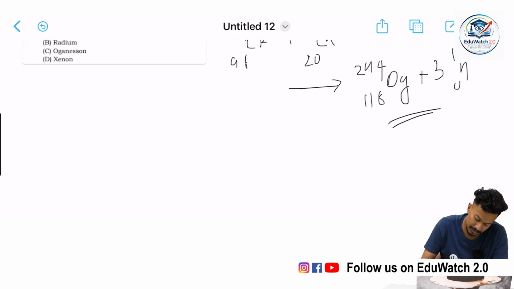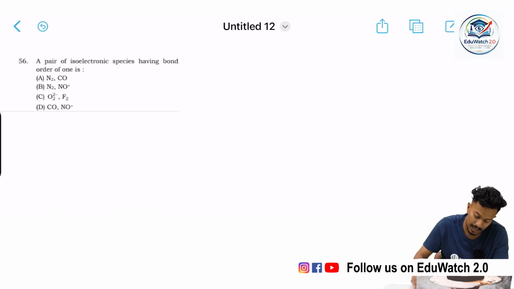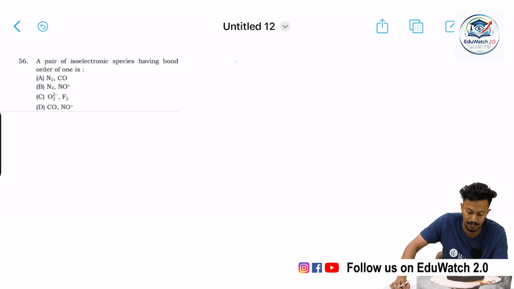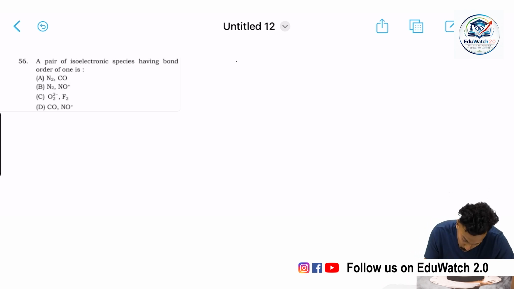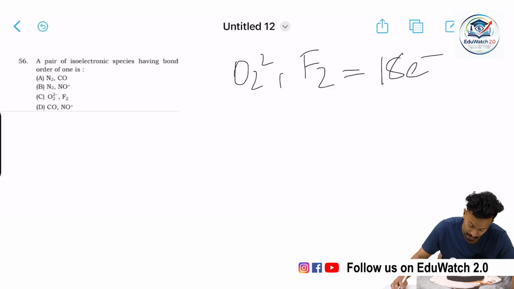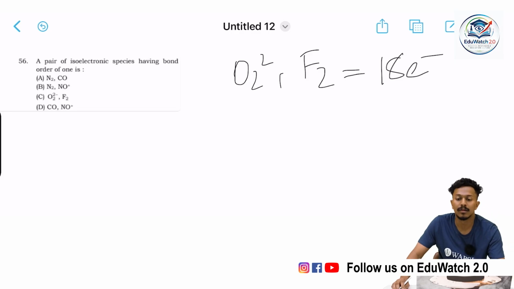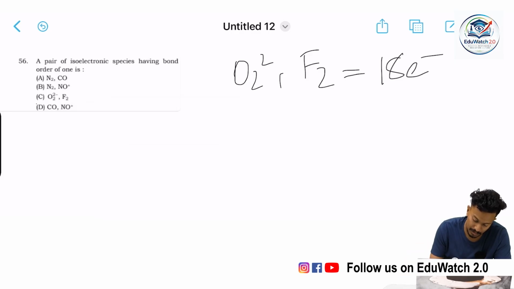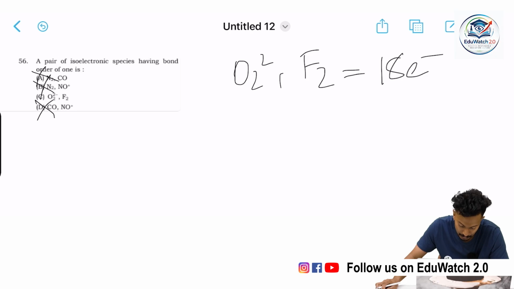Our next question is: a pair of isoelectronic species having bond order of 1 is, okay, isoelectronic species, which means the same number of electrons. We have to find the pair. Well, O2 2 minus and F2 both have 18 electrons, right? The others do not belong to the 18-electron group.